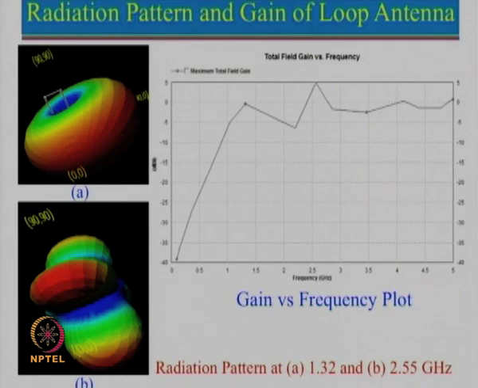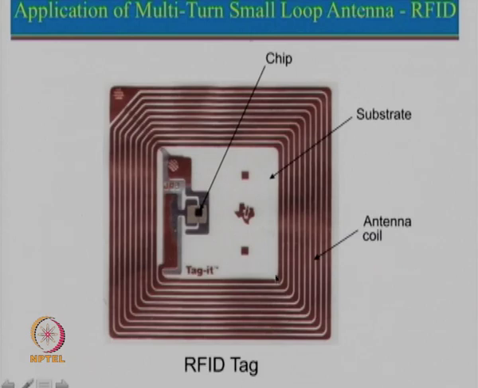Let us look at one of the typical applications of a loop antenna. We did look at one application where the loop antenna was wound around a ferrite core, but now let us look at another. In fact, loop antennas are finding a lot of application these days in RFID tags. What is an RFID tag? Radio frequency identification. Let us see what we have here.